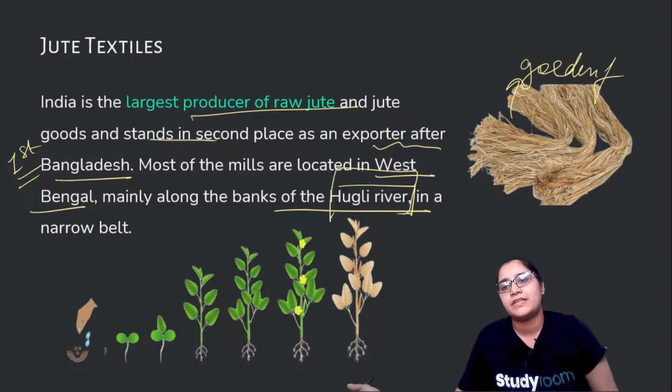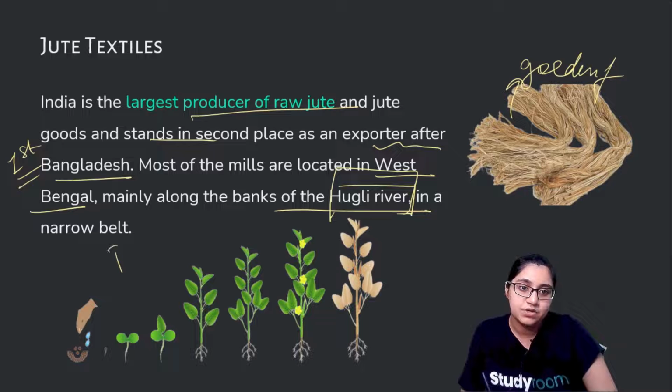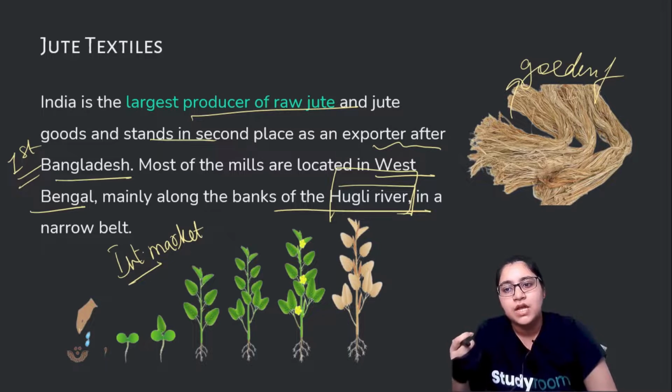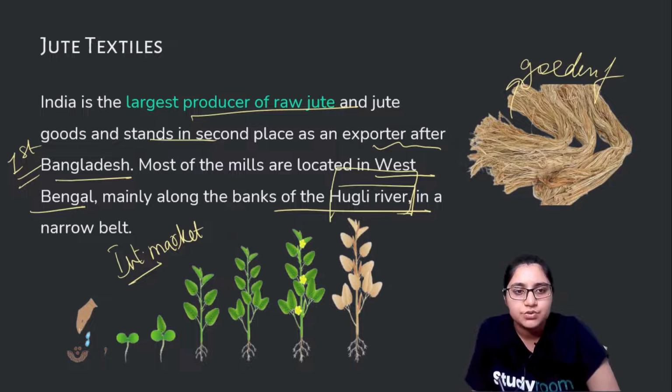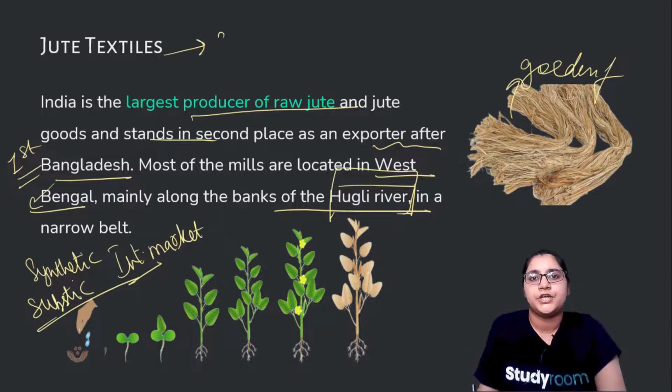Challenges faced by the industry include stiff competition in the international market. This industry also faces certain challenges in the international market, from synthetic substitutes and other competitors like Bangladesh, Brazil, the Philippines, Egypt and Thailand. They have some synthetic substitutes for it, and that is why we have stiff competition in jute textiles.